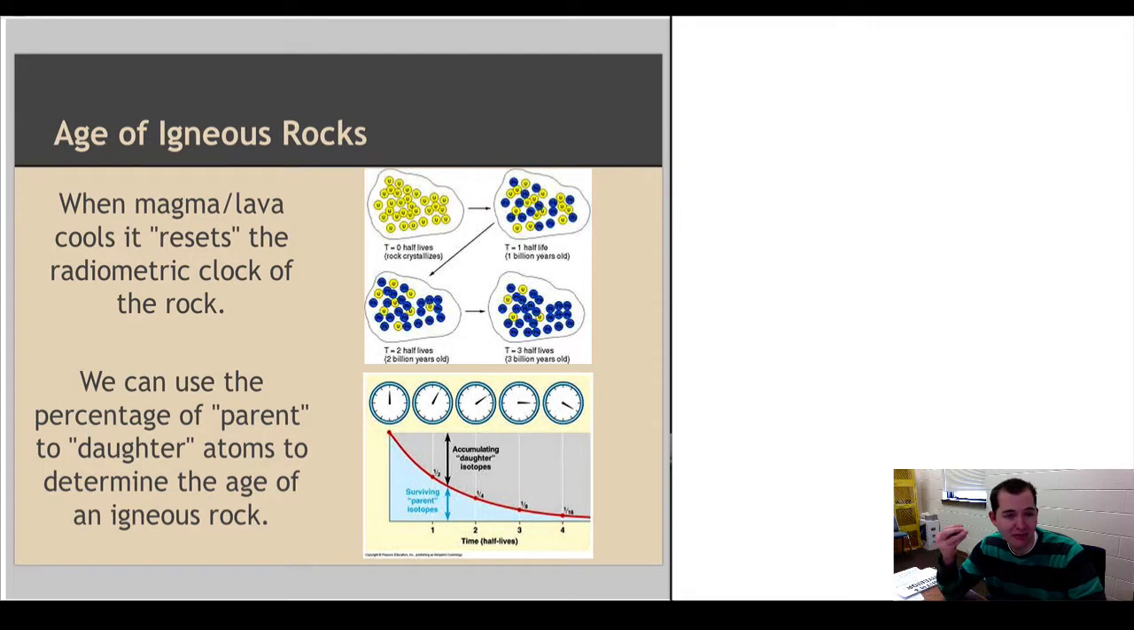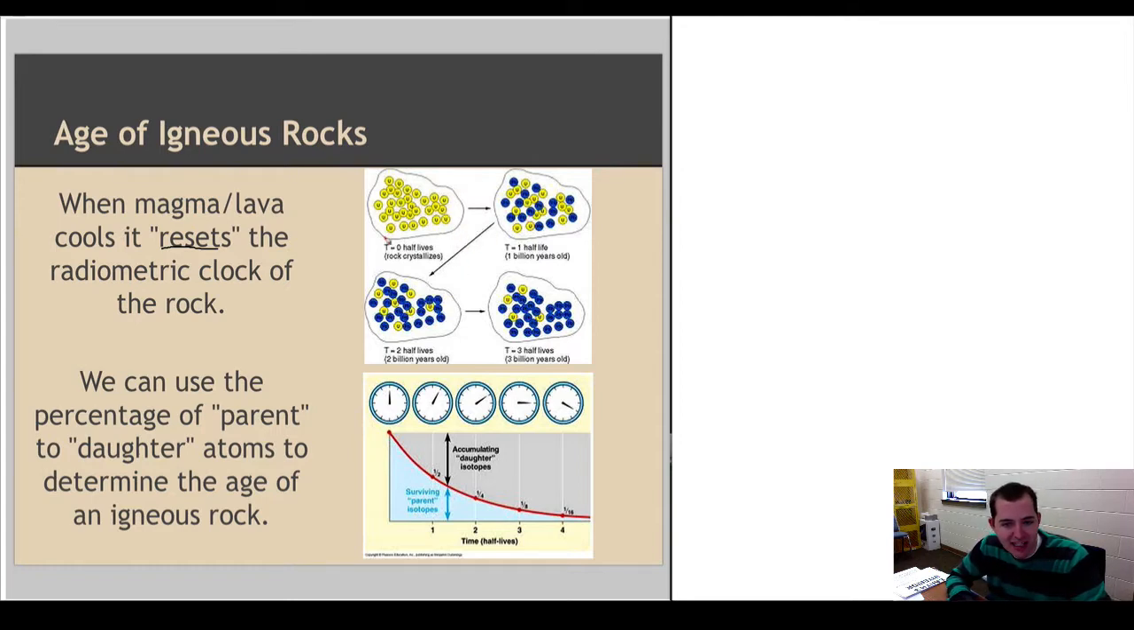Okay. When we talk about igneous rocks, as it says here, when the magma or lava cools, it's similar to resetting the radiometric clock of the rock. And what we mean by that is if we look at this example over here, we've basically got a rock as it's going through time. Each of these is an example of the rock at different times in its life, we could say.